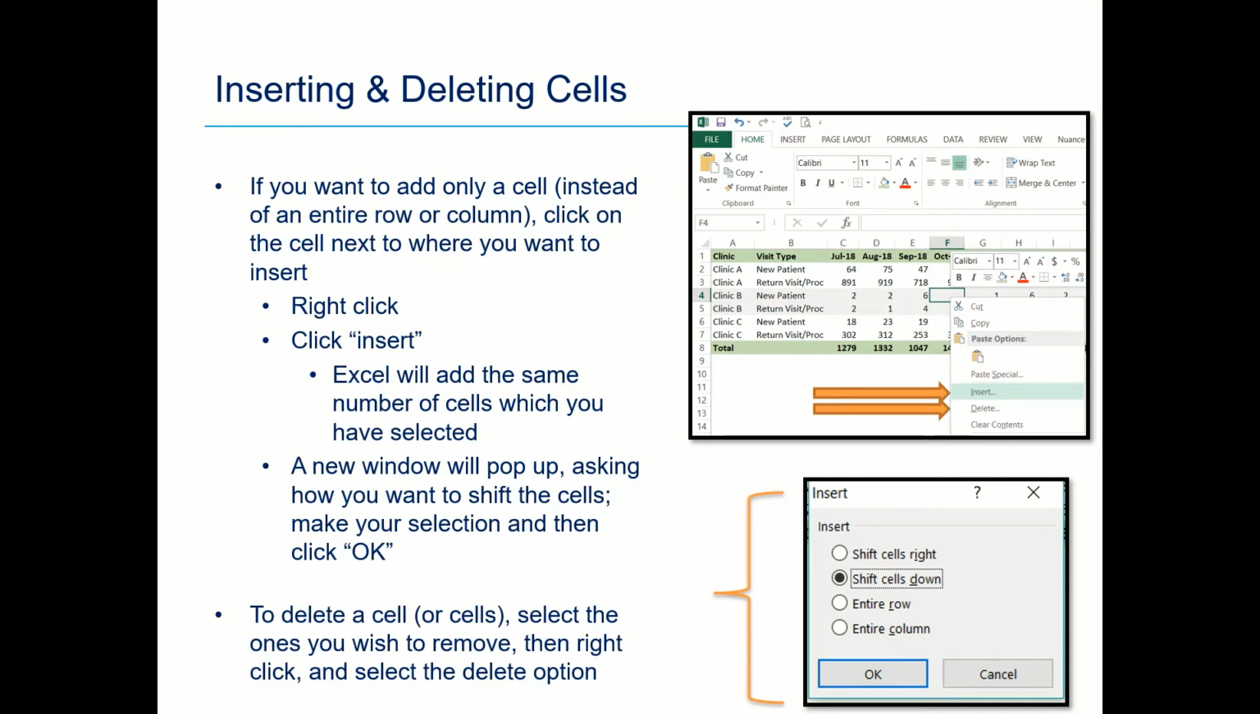Now, if you want to delete that cell or cells, select the one you wish to remove, then right mouse click and select the delete option. So in this example, and you could work on the practice spreadsheet that we provided for you, you could insert one cell beneath A3 and B3 and then delete what you inserted.